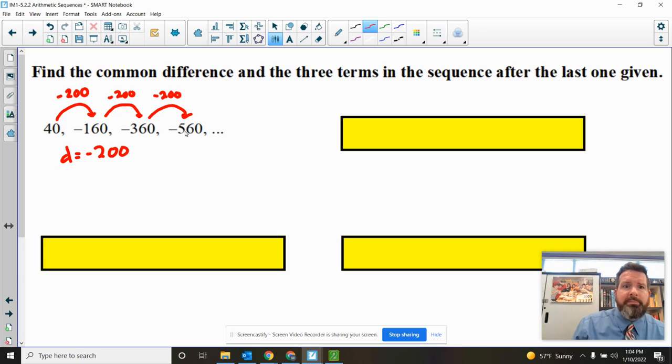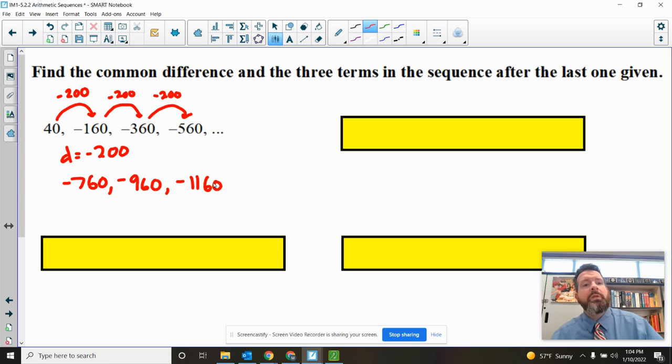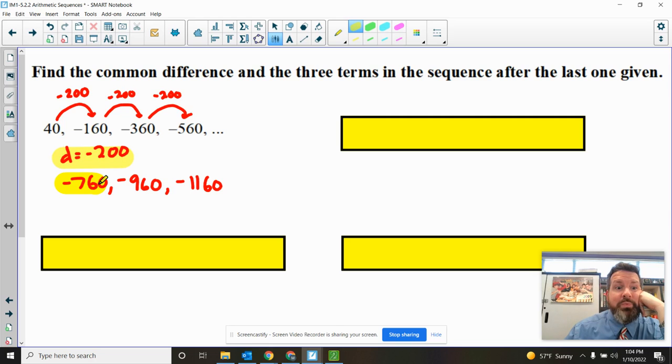So my next term is going to be negative 560 minus 200. So the next three terms are negative 760, subtract 200 again. It's going to be negative 960, and then subtract 200 again. It's going to be minus 1160. So because it's a big difference, we see these numbers are getting pretty negative pretty fast. So your answer then is the common difference, and then also the next 1, 2, 3 terms going along there.